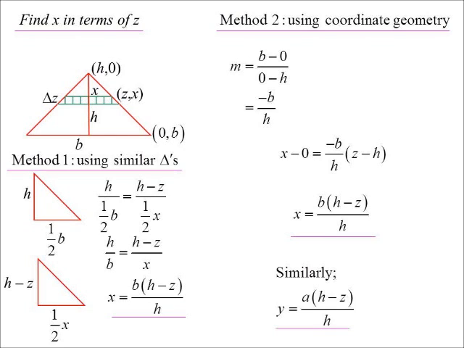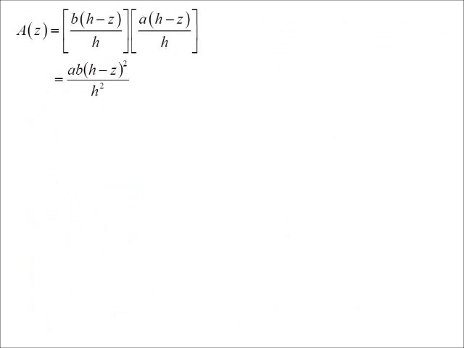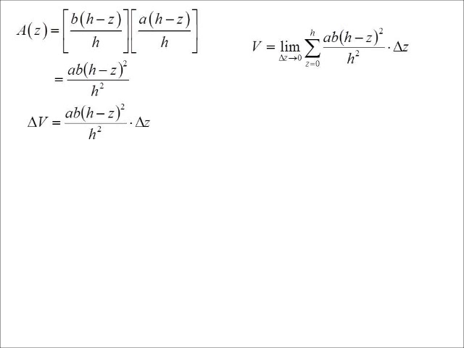And then y, as I say, the only difference when we're looking at the y length is a is the base instead of b. So I know it'll work out to be a outside of h minus z over h. So multiplying those together, I now have a function for z in terms of z. A, b, and h squared and h, they're all constants. So I'm going to sum up all of those slices, and we're going from when it's 0 up to h.